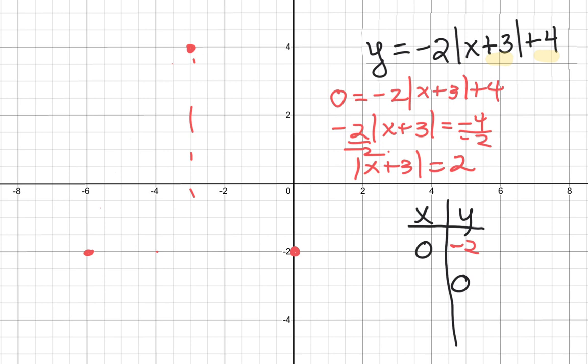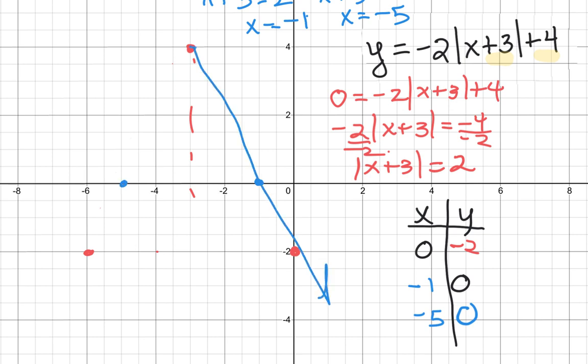Now I can set up my two cases. I'll do that up at the top of the screen to save some room here. My two cases would be x plus 3 equals 2 and x plus 3 equals negative 2. Subtracting the 3 from both sides would give me x equals negative 1 and x equals negative 5. Well, that means those are my x-intercepts. It's where it crosses the x-axis. There's two of them here, negative 1, 0, and negative 5, 0. That should make sense with the rest of our graph. Negative 1, 0 is right here, and negative 5, 0 is right here. And now I have a beautiful picture of my absolute value function.